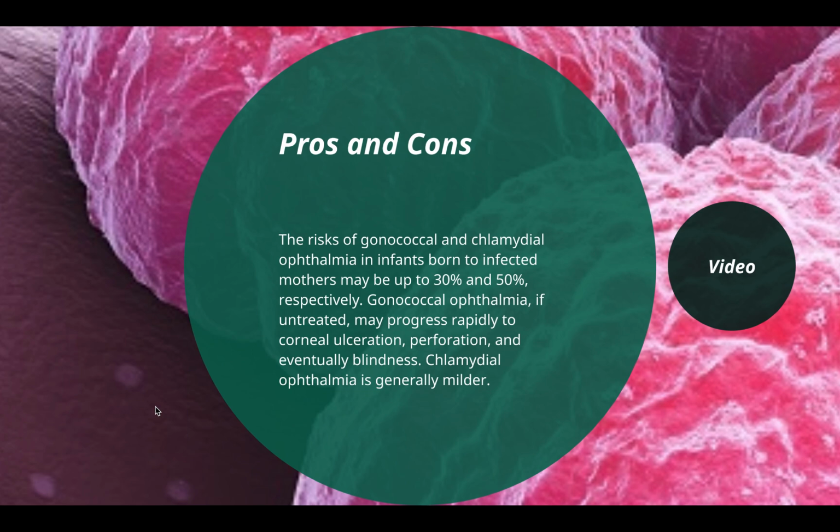The risk of gonococcal and chlamydial ophthalmia in infants born to infected mothers may be up to 30% and 50%, respectively. Gonococcal ophthalmia, if untreated, may progress rapidly to corneal ulceration, perforation, and eventually blindness. Chlamydial ophthalmia is generally milder.